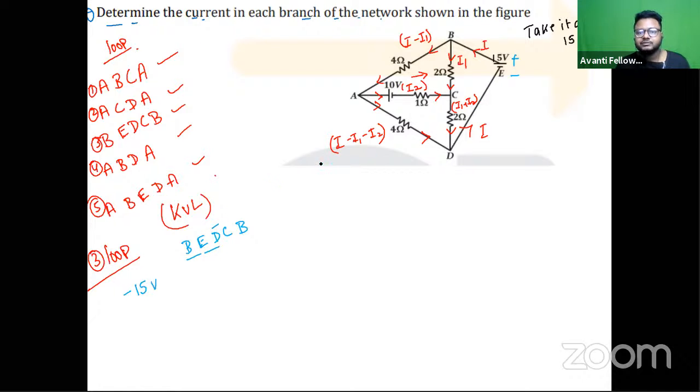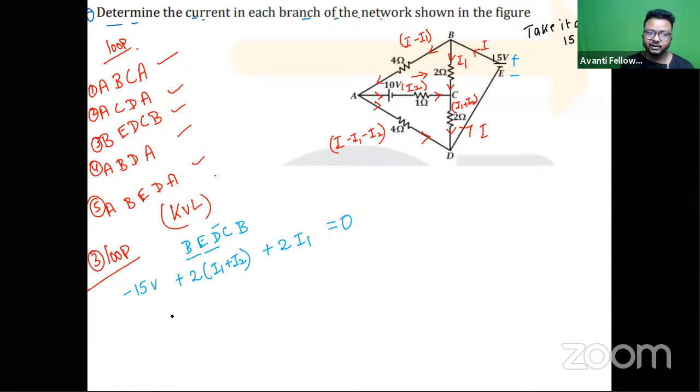Then from D to C, what do we have here? We are going opposite to the direction of current. Since we are going opposite to the direction, shall we write positive or negative? We should write plus. Plus 2 multiplied by I1 plus I2. Now from C to B, again we are going opposite to the direction of current that we assumed. So we'll write plus 2 into I1. This should be equal to 0 because it is a closed loop. We have applied KVL. This is your first equation.